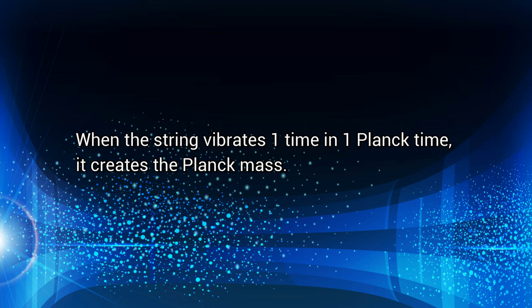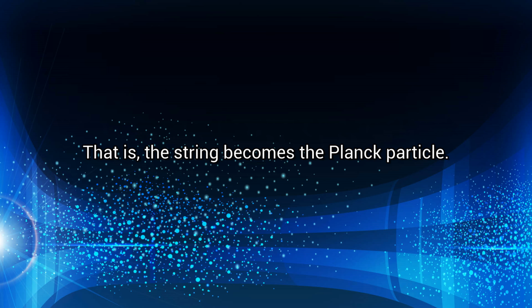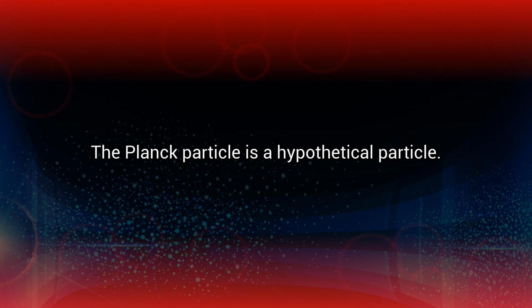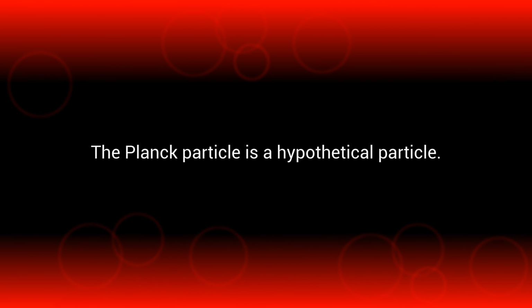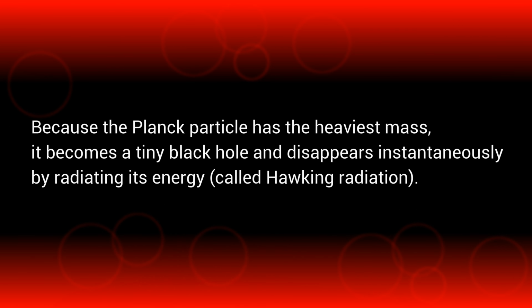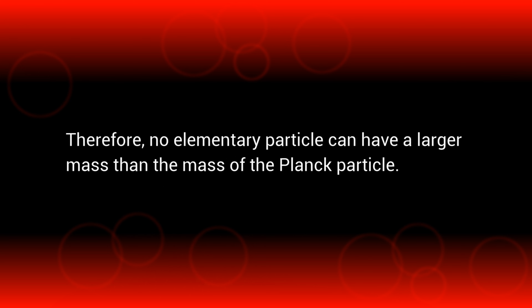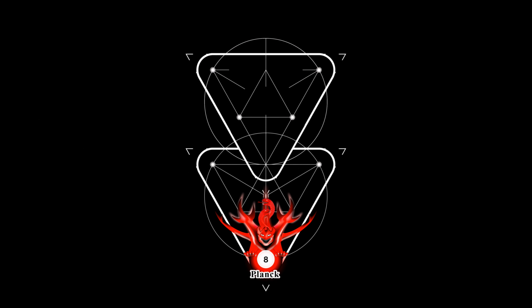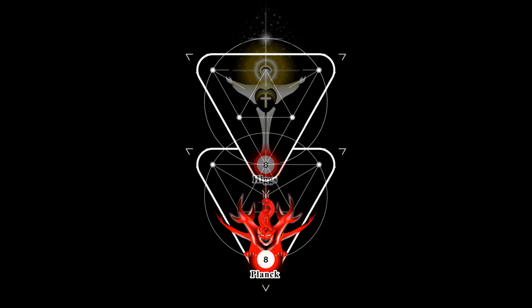When the string vibrates 1 time in 1 Planck time, it creates the Planck mass. That is, the string becomes the Planck particle. The Planck particle is a hypothetical particle. Because the Planck particle has the heaviest mass, it becomes a tiny black hole and disappears instantaneously by radiating its energy, called Hawking radiation. Therefore, no elementary particle can have a larger mass than the mass of the Planck particle. The Planck particle is represented by 0.8. Also, the Higgs particle is represented by 0.8, as discussed in Section 4.